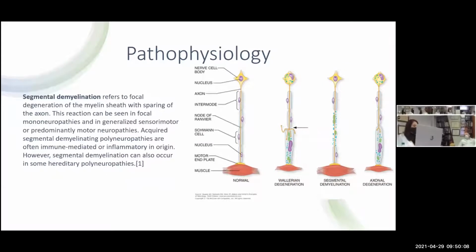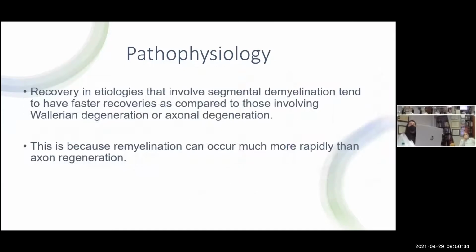And finally, we have segmental demyelination, and that's when you have focal degeneration of the myelin sheath with sparing of the axon itself. So this is seen in focal mononeuropathies and in generalized sensory motor or predominantly motor neuropathies. Acquired segmental demyelinating polyneuropathies are usually immune-mediated or inflammatory, but it may also occur in hereditary polyneuropathies. So basically, recovery in etiologies that involve segmental demyelination is usually a lot faster compared to the Wallerian or axonal, and that's just because remyelination can occur much faster than axon regeneration.